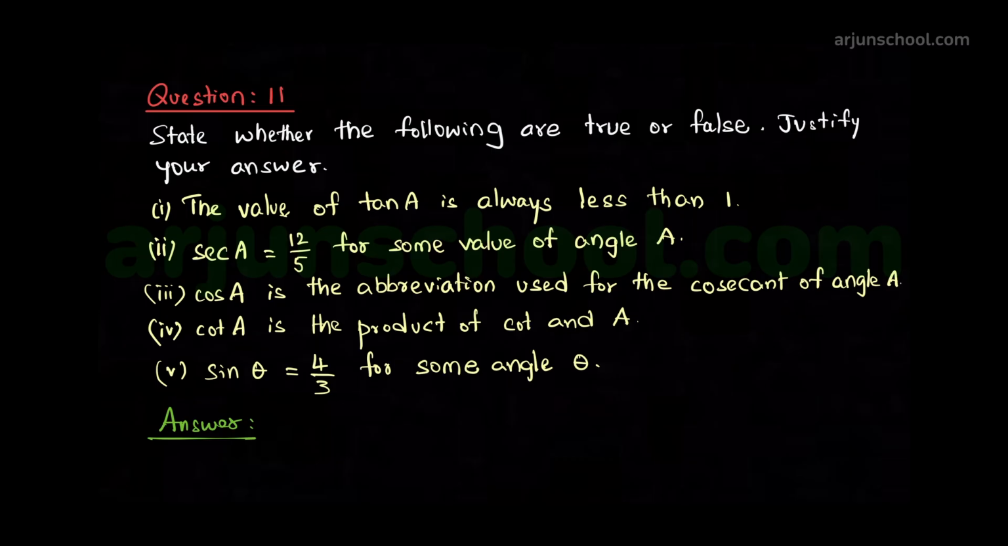Second problem. Secant A is equal to 12 by 5 for some value of angle A. Third problem. Cos A is the abbreviation used for the cosecant of angle A. Fourth problem. Cot A is the product of cot and A. Fifth problem. Sin theta is equal to 4 by 3 for some angle theta.